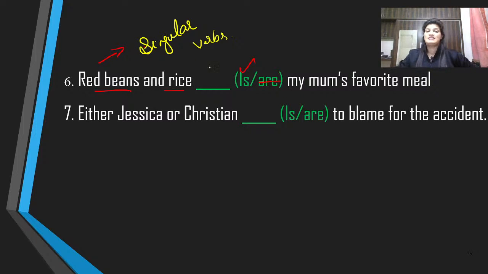Question number 6 is, yeah, and even over here, it is. That's correct. Because when you have either or in a sentence, you make a choice. You do not take both into consideration. You pick one. So you either pick Jessica or you pick Christian. So thereby you get your singular subject.